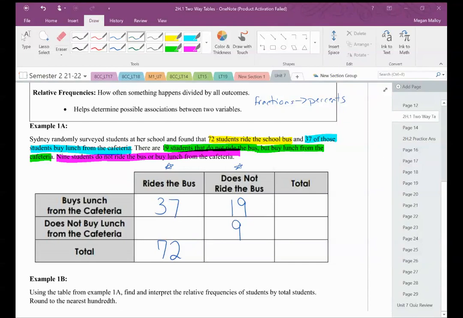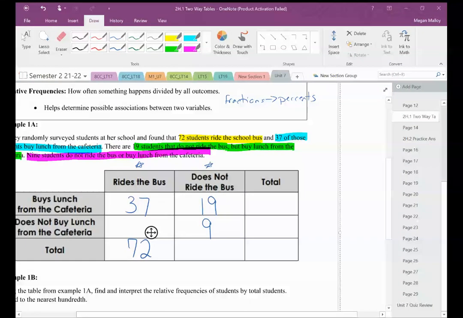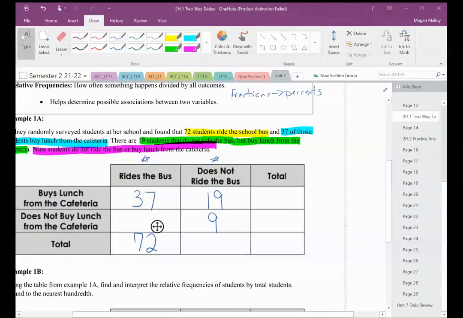Now here's where we have to do a little bit of math. I have a whole lot of cells that have nothing in them. So I do need to identify what those missing pieces are. First thing I see, I'm going to go with my rows here. So for buys lunch in the cafeteria, I'm going to take that 37 and add 19. So we have 16, carry the 1, 3, 4, 5. So there's 56 students that buy lunch in the cafeteria.